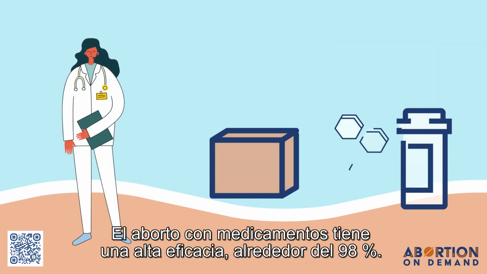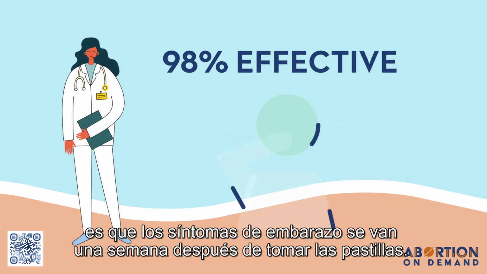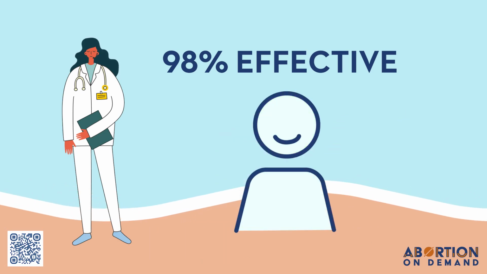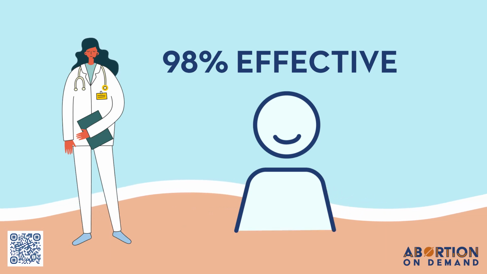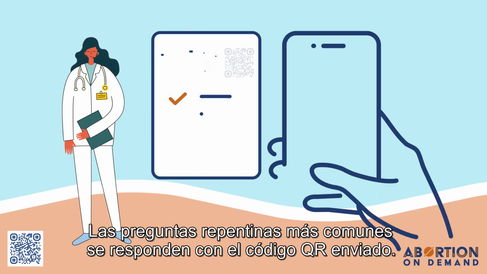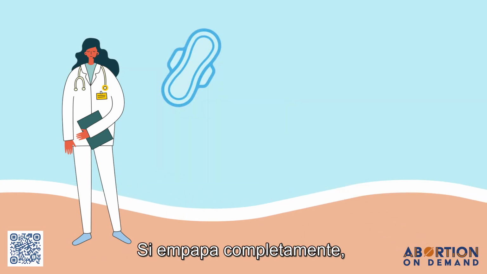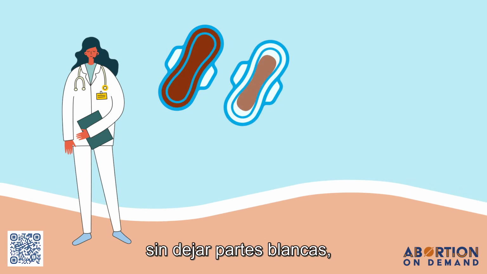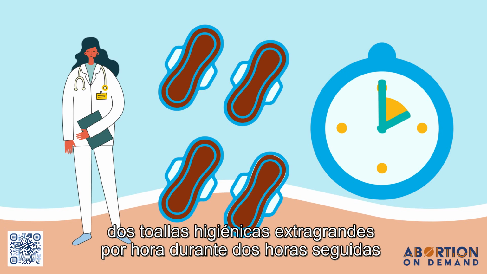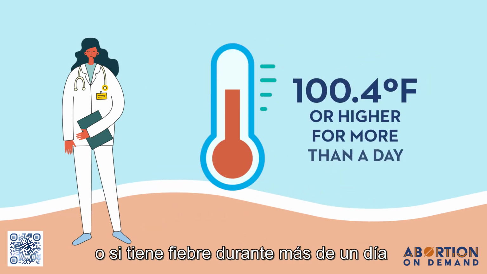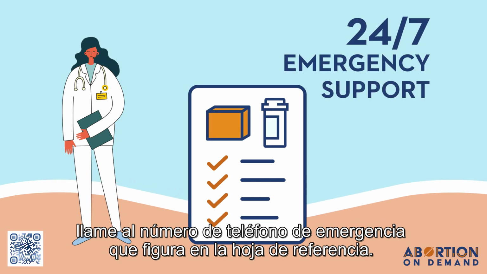Medication abortion is highly effective, around 98%. The fastest measure to know that it worked is that pregnancy symptoms are gone within a week of taking the medication. Bleeding, cramping, and passing clots are also good signs that it is working. Most common overnight questions are answered on the QR code provided. Please start there. If you are soaking front to back, no white patches left, 2 extra large pads an hour for 2 hours in a row, or if you have a fever more than a day after taking both medications, please call the emergency phone number provided on the reference sheet.